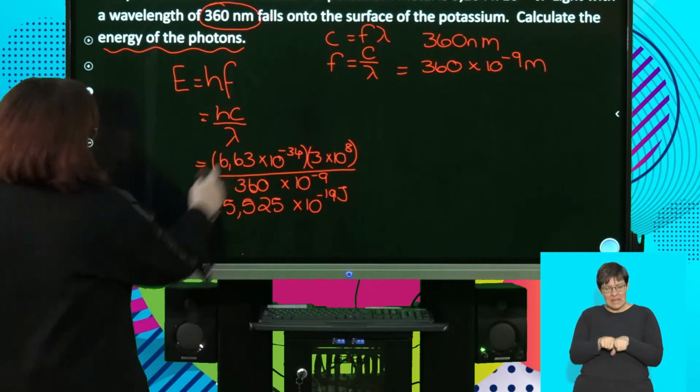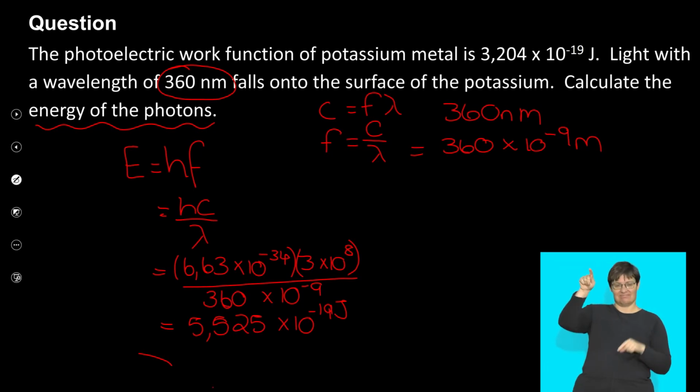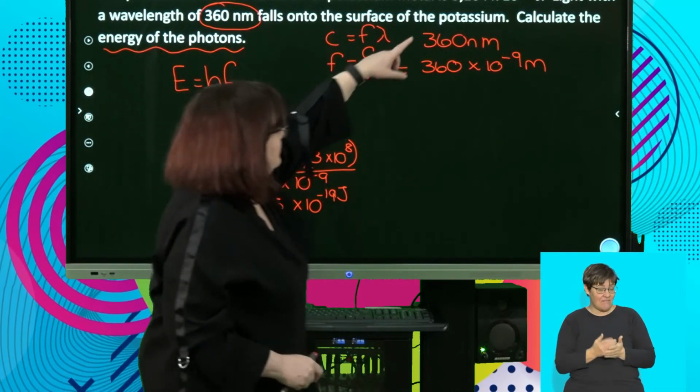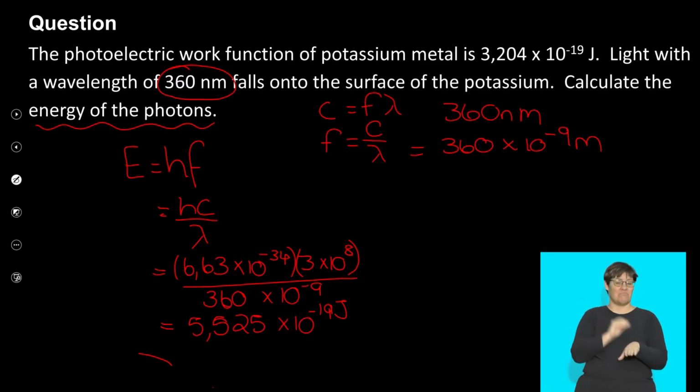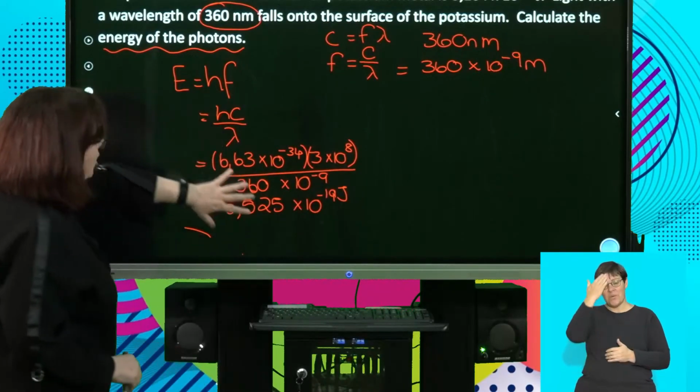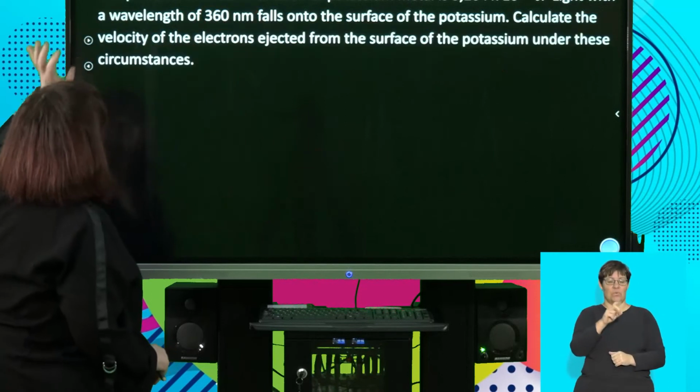And it's in the same sort of range as that one. So if this was significantly more than that, I'd go, there's a problem. Okay, so we don't need to stress about it. So now we know what the energy of the photons is.